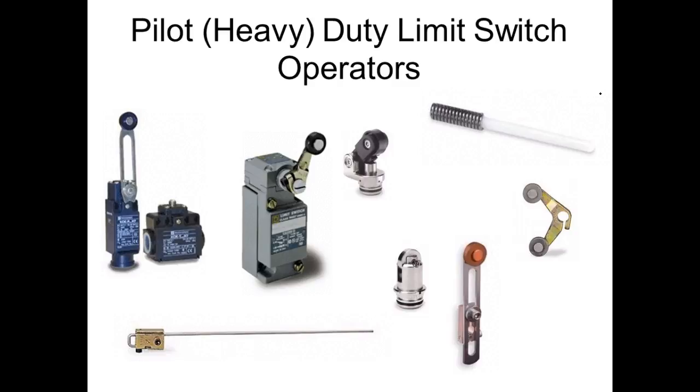So the plunger would probably have a roller on it, right? These other guys would have a lever, and a lot of times they'll put a roller on the end of that to help reduce friction out there and make the limit switch work better. Pretty easy to see how they work, right?